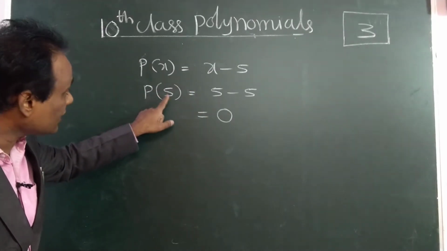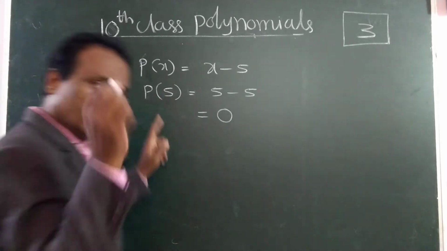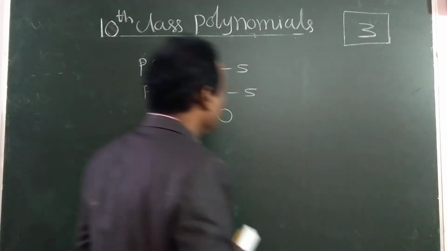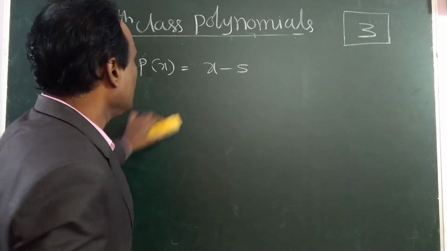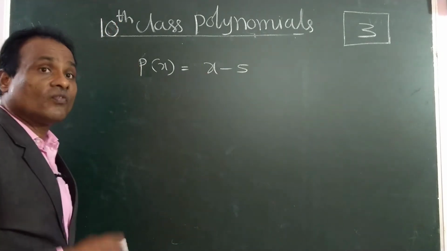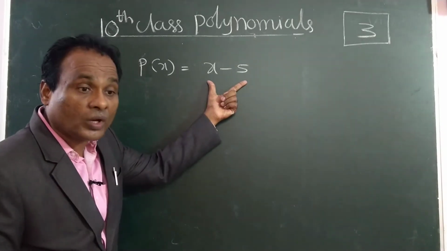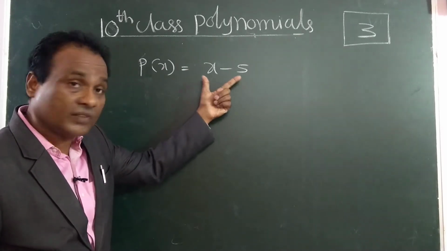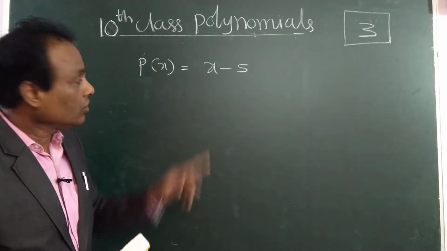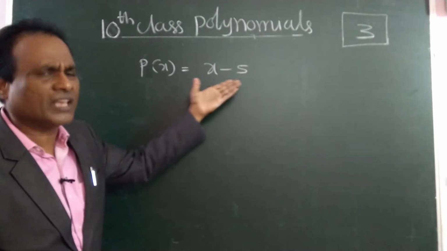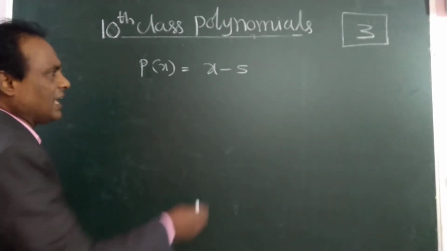So how to know that the zero of the polynomial is 5? It is very simple. See here. To find the zero of the polynomial, when will this be 0? At what x value will this answer be 0? That you have to think. So this will be 0 at x is equal to 5. By seeing we can tell. The process is like this.